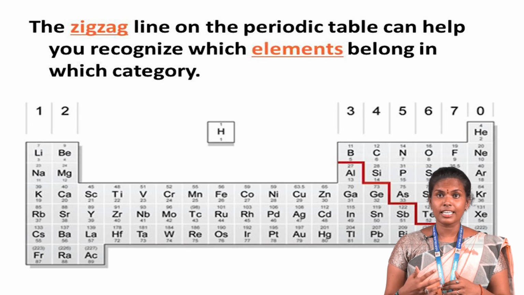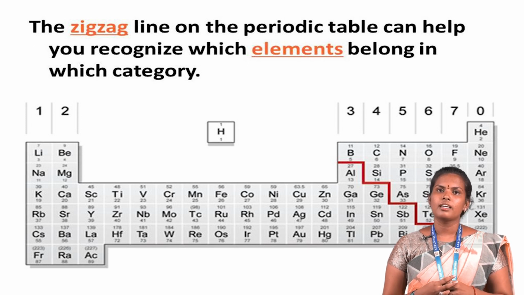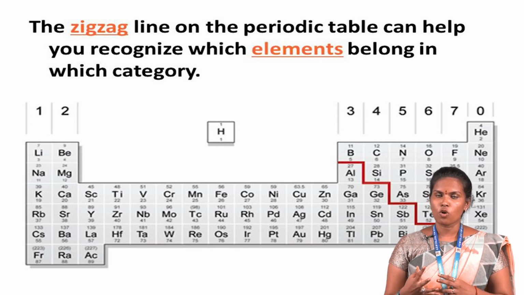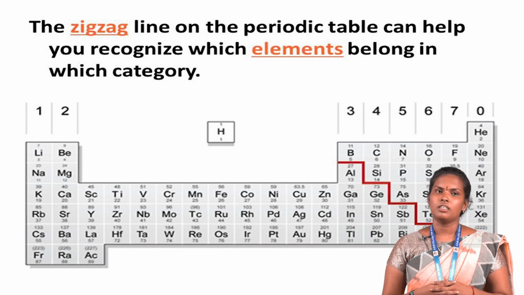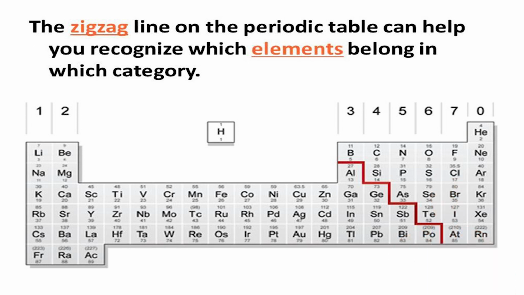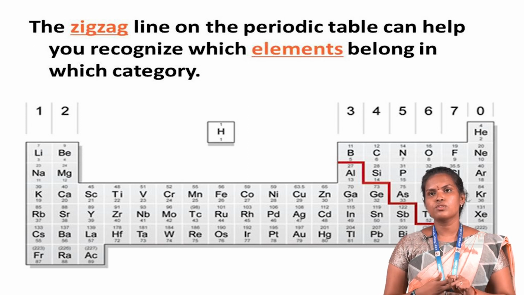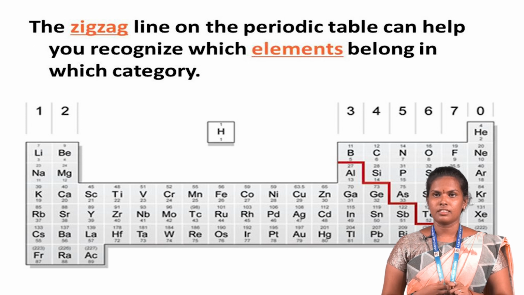Can you find the zigzag on the periodic table? There is a zigzag that separates the periodic table into two sides. This zigzag is also called the staircase.